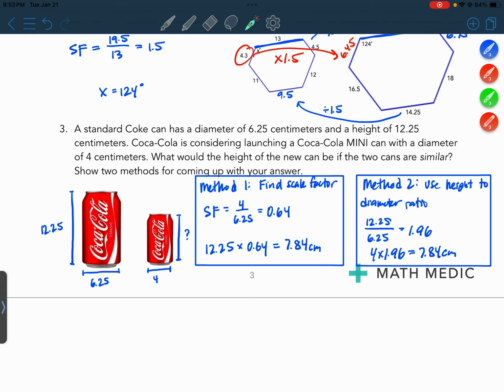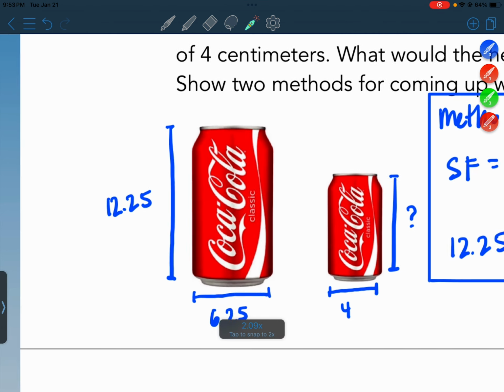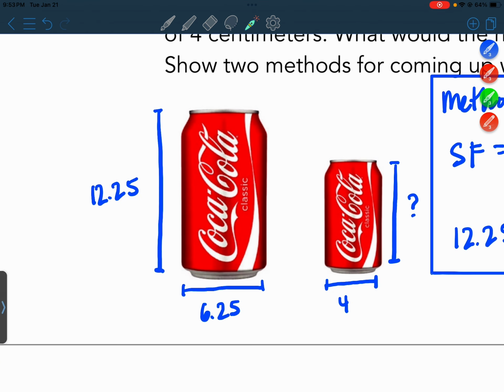A second method, which probably isn't as common, is to look at the height to diameter ratio. If I look at just the original can, I want to ask myself, how many times taller is it versus wide? If you just want to do quick math, you can see that's about 12 and that's about 6, meaning it's about 2 times taller than it is wide.